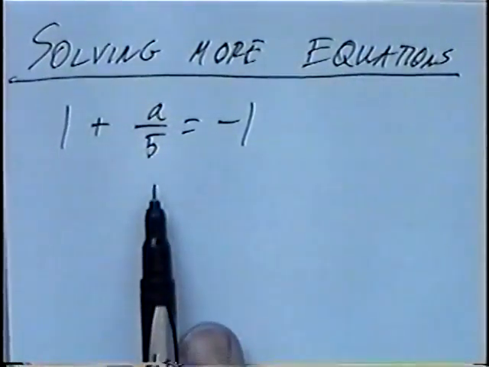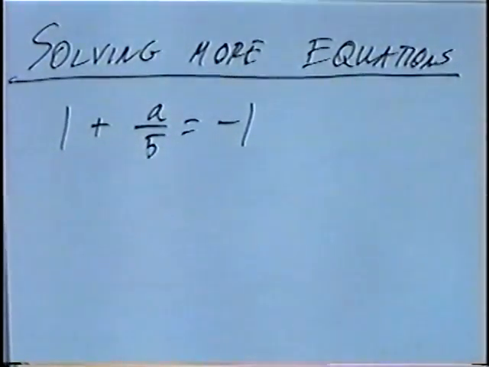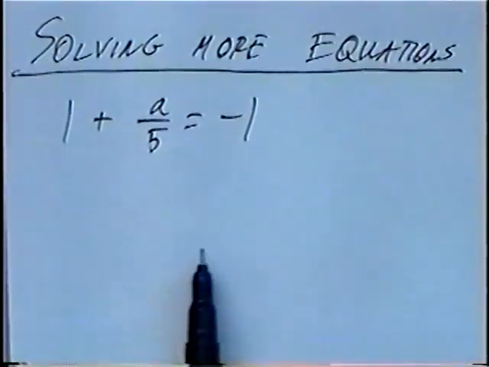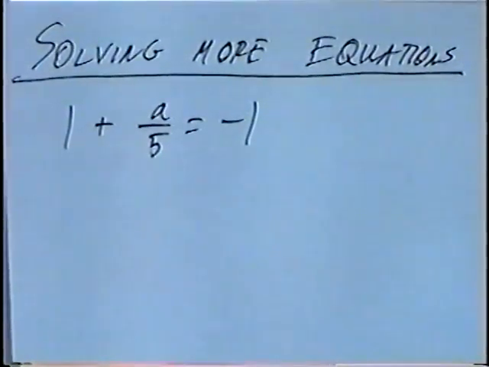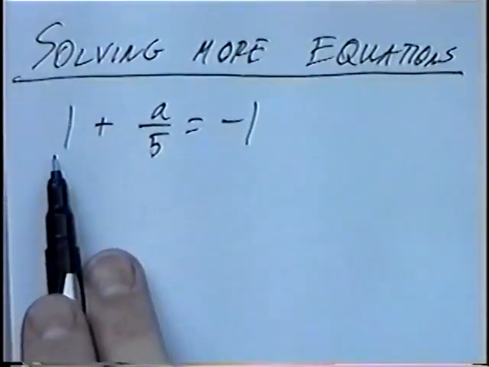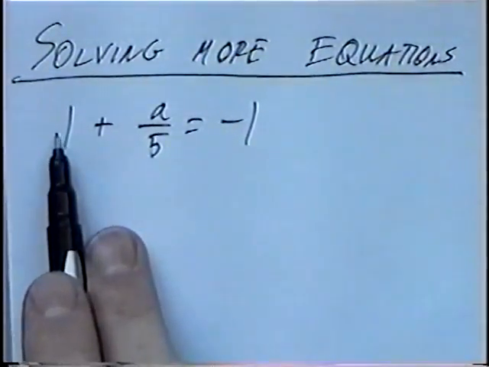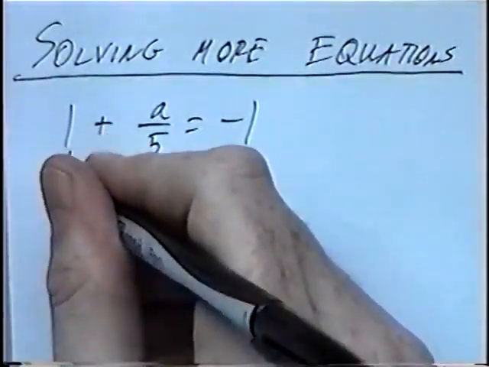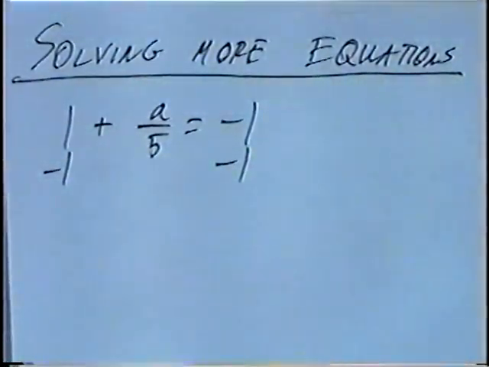This equation has a fraction. Again, we'll solve with these same steps. We want to get a by itself, so our final answer would be a equals the number. A again would stay on the left side. We want to get rid of this positive 1. The opposite of positive 1 or adding 1 would be minus 1.